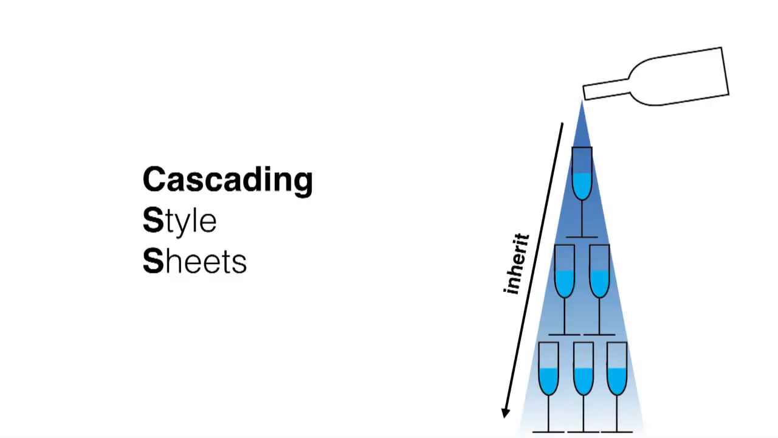First, things that come later can inherit styles from things that come earlier. And second, things that come later can also override the styles of things that come earlier. Let's go back to our live code window to see how this works.